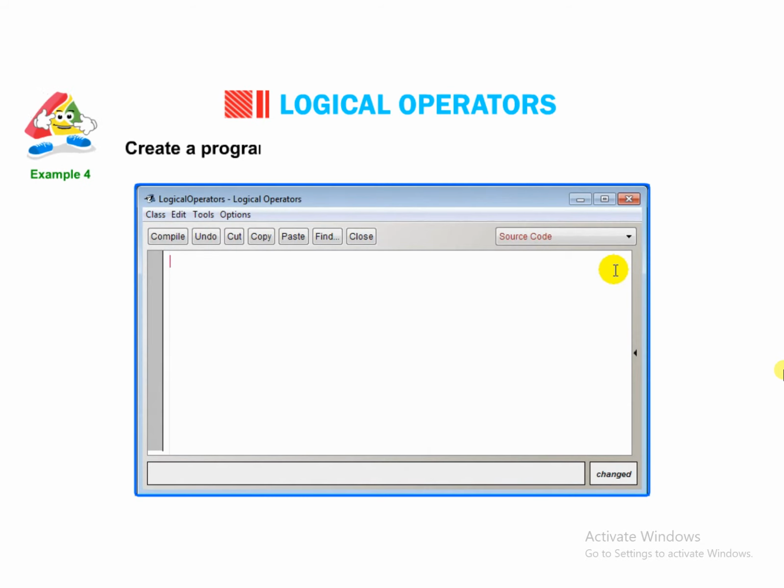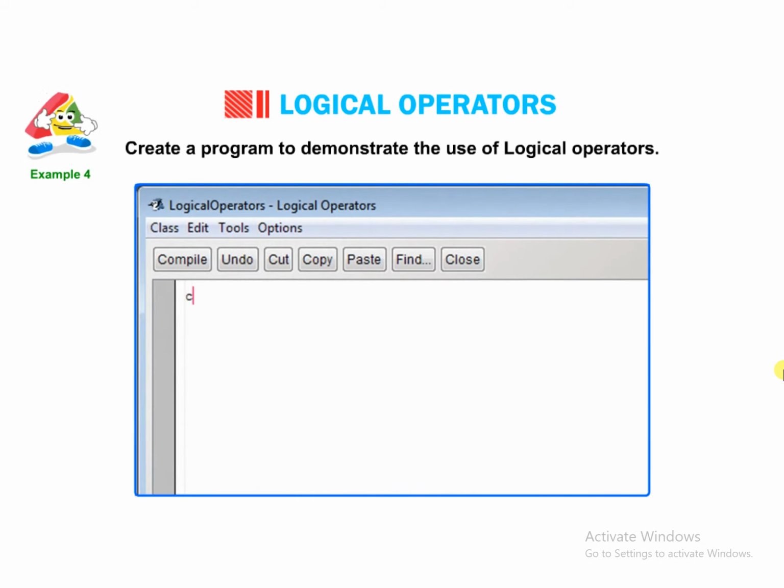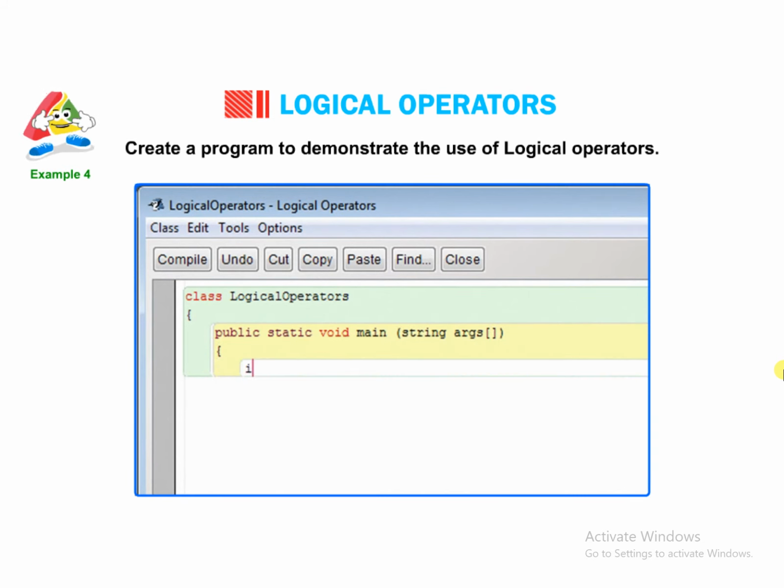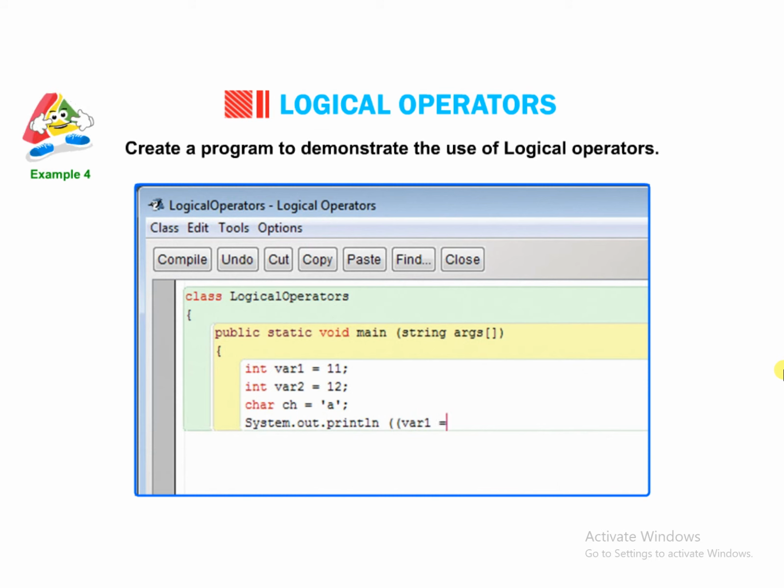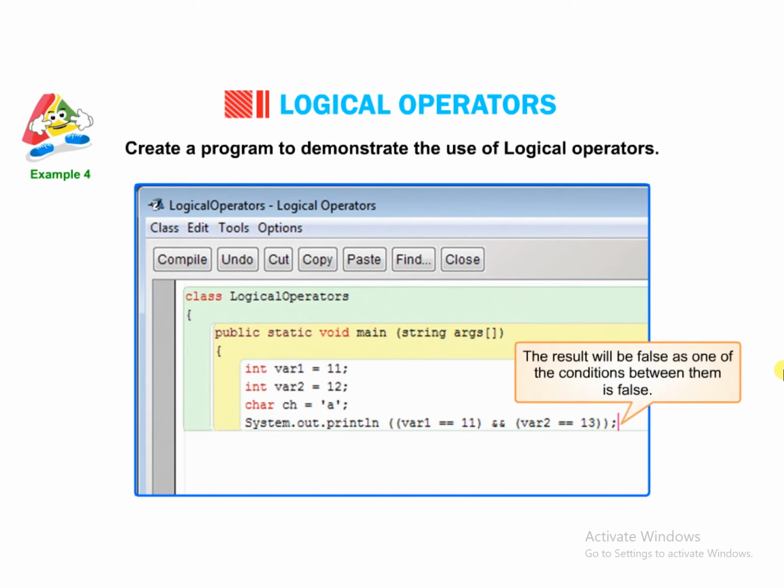Example 4. Create a program to demonstrate the use of logical operators. class LogicalOperators { public static void main(String[] args) { int variable1 = 11; int variable2 = 12; char ch = 'a'; System.out.println((variable1 == 11) && (variable2 == 13)); The result will be false as one of the conditions between them is false.